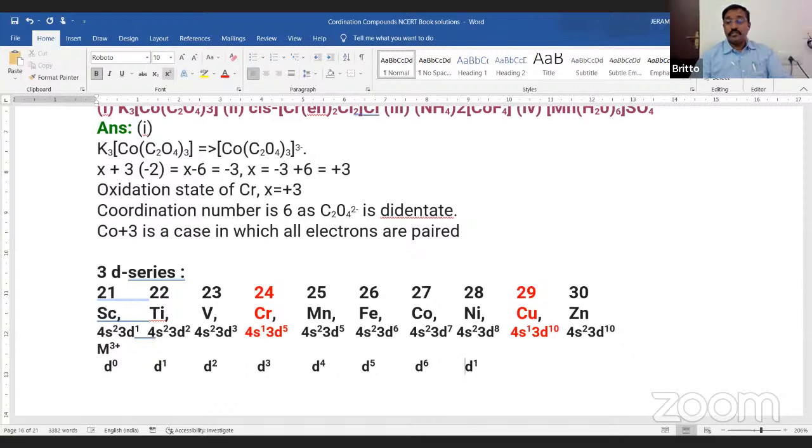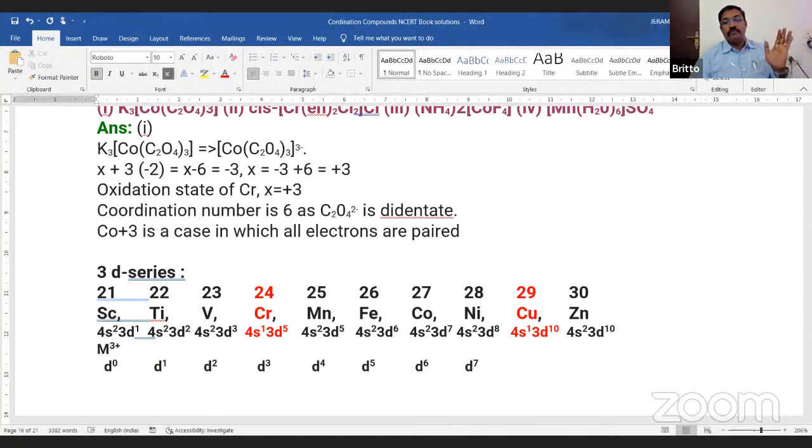Nickel is 28, which means 10 electrons in 4s2, 3d8. So remove 3 electrons for nickel 3 plus. Nickel 3 plus means it's going to be 3d7. The common oxidation state of nickel is 2.